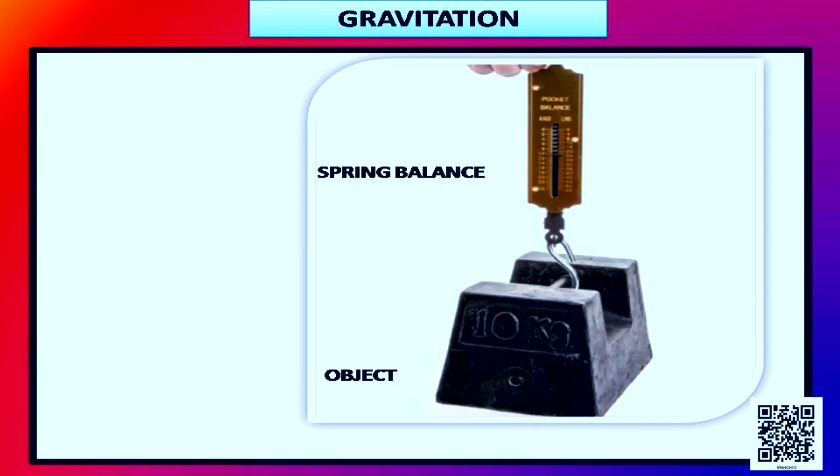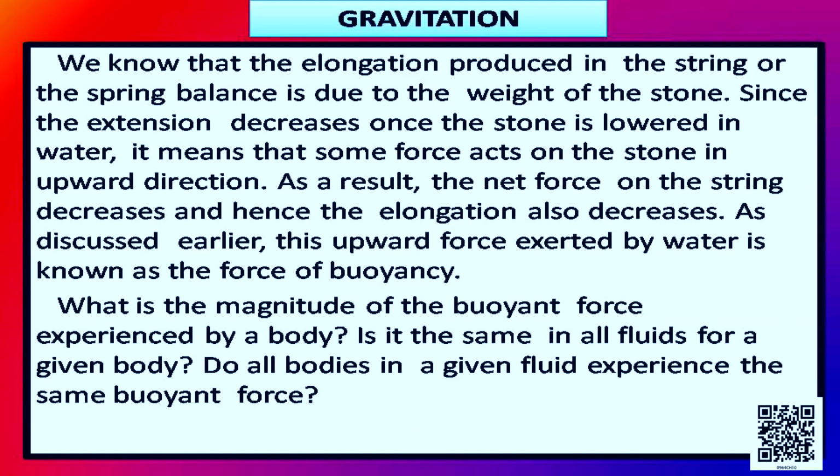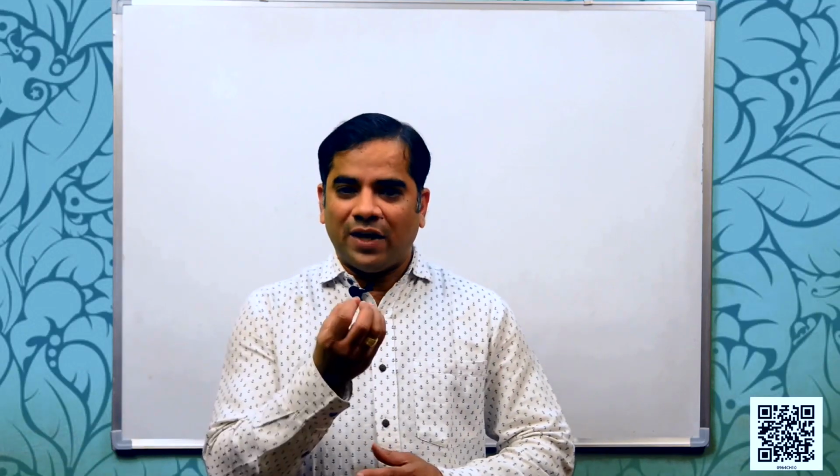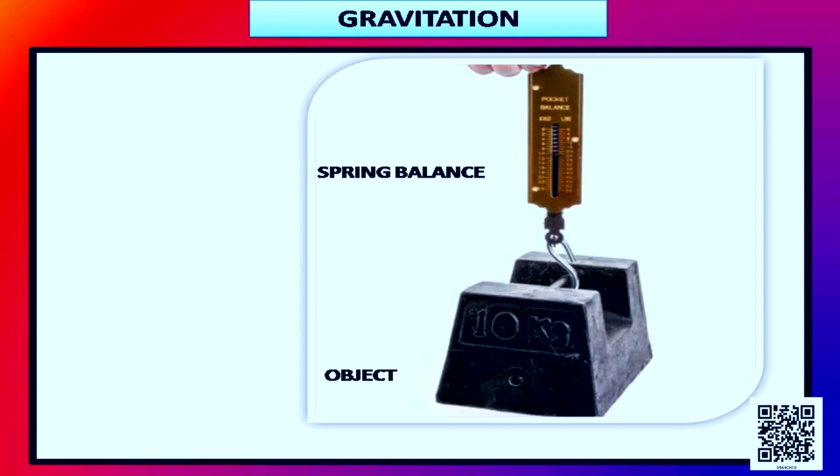What is weight? Weight is the gravitational pull. So, when the object is tied to the hook of the spring balance, the gravitational force pulls it downwards, thereby changing the reading of the spring balance. We know that the elongation produced in the string or the spring balance is due to the weight of the stone. That means, when we put an object on the spring balance, the elongation or the reading on the spring balance that is shown is because of the weight of the stone or the object.